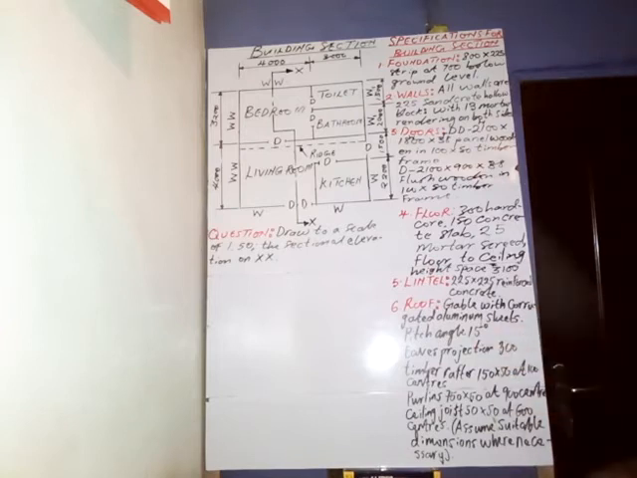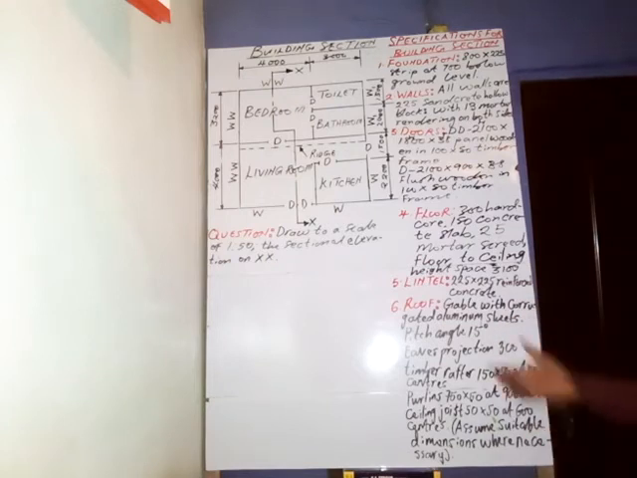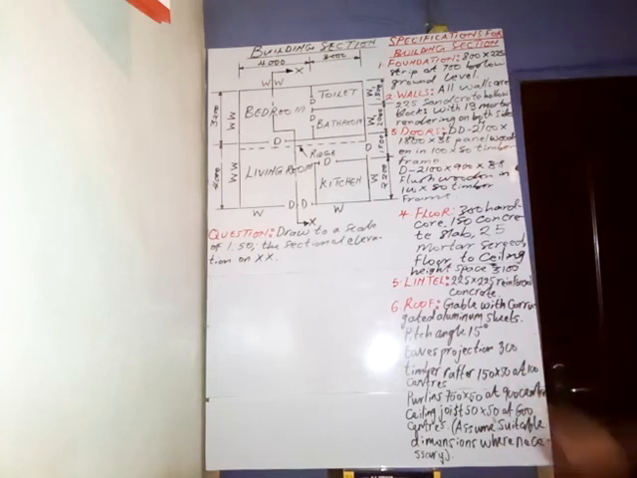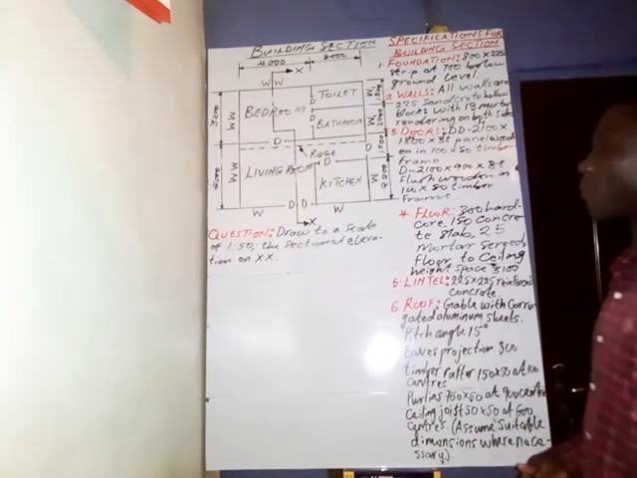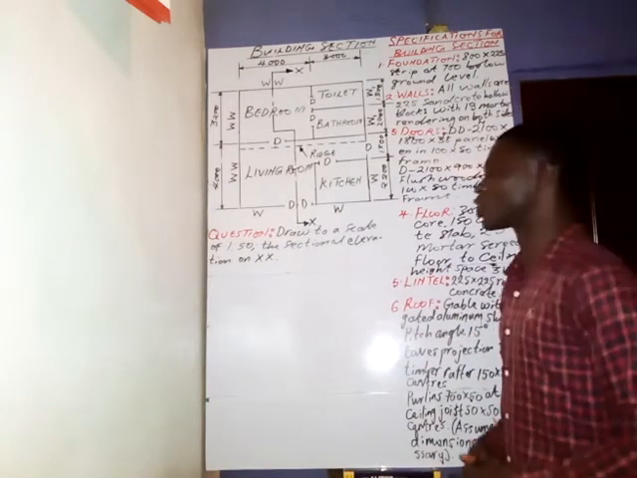Then the roof happens to be a gable roof with corrugated aluminum sheets. The pitch angle is 15 degrees. The eave projection is 300. Timber rafter 150 by 50 at 100 centers, purlins 75 by 50 at 900 centers, and ceiling joist 50 by 50 at 600 centers. We are asked to assume any suitable dimensions where necessary. Very, very important.